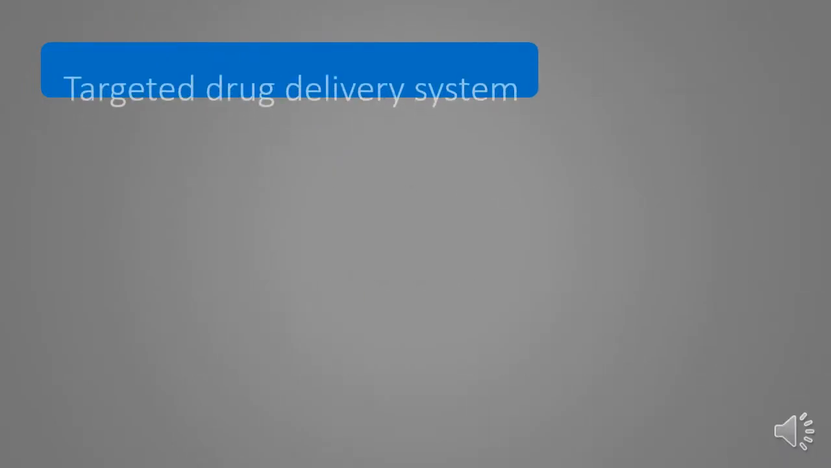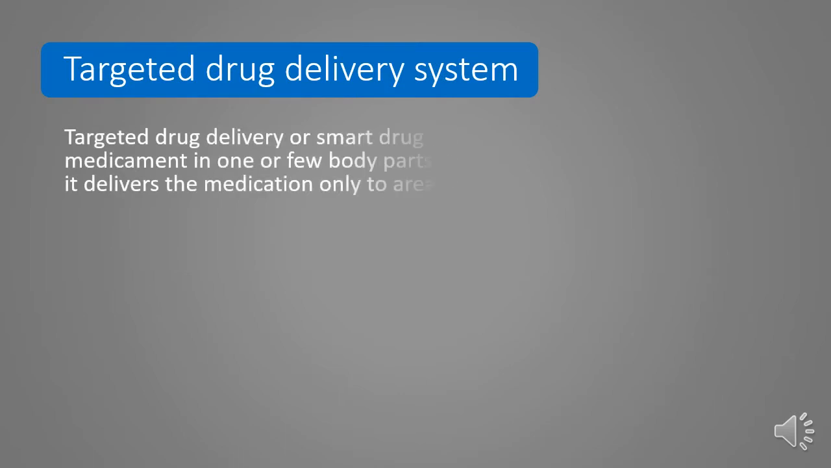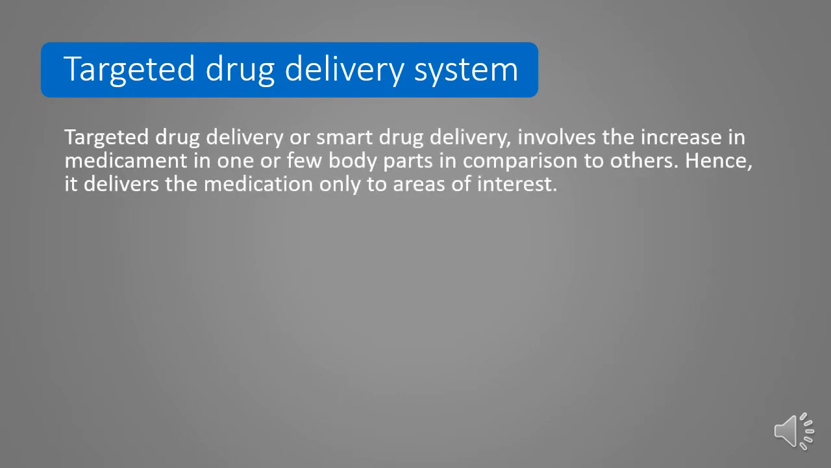Targeted drug delivery system. Targeted drug delivery system is also known as smart drug delivery system because it involves the increase in the medication in one or few parts of the body only, and hence it delivers the medication only to the area of interest where it is needed.